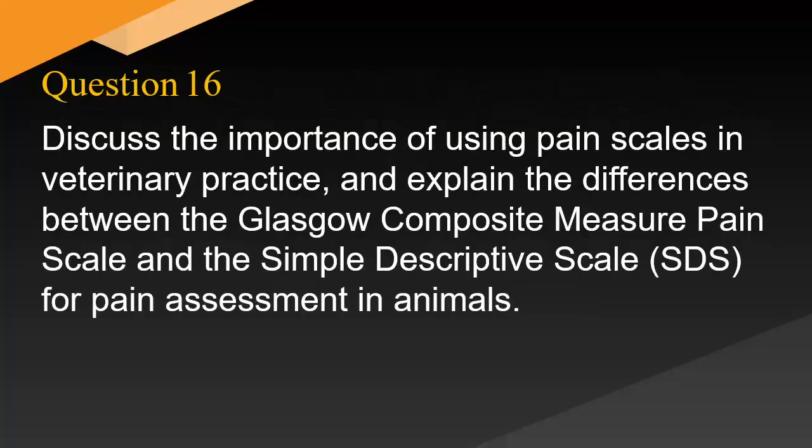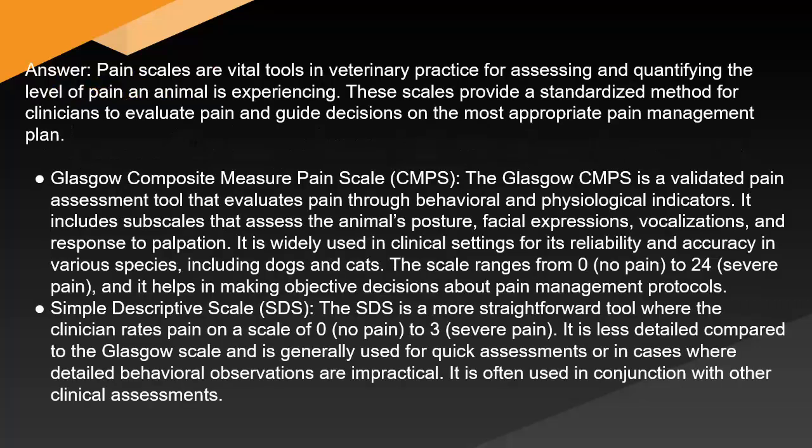Discuss the importance of using pain scales in veterinary practice and explain the differences between the Glasgow Composite Measure Pain Scale and the Simple Descriptive Scale (SDS) for pain assessment in animals. Answer: Pain scales are vital tools in veterinary practice for assessing and quantifying the level of pain an animal is experiencing. These scales provide a standardized method for clinicians to evaluate pain and guide decisions on the most appropriate pain management plan. Glasgow Composite Measure Pain Scale (CMPS).